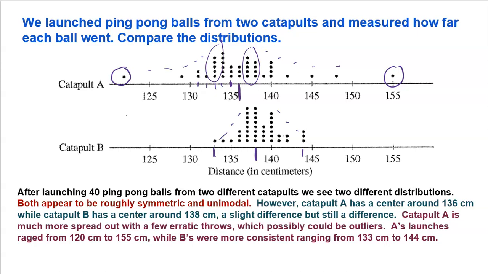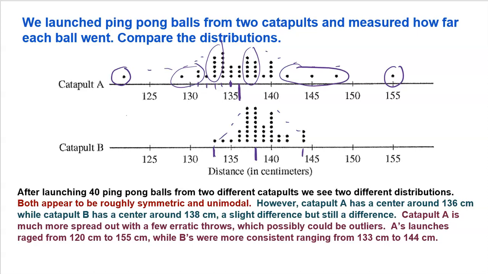And again, you're launching these ping pong balls. Catapult B was consistently hitting the same values around 137, 138, 139, 140, kind of in that range, right? Whereas catapult A was a little bit more spread out. It had those erratic outliers on the left and the right. And even without those outliers, it was still spread out. It still had a couple of these higher throws here and these lower throws here, where catapult B did not have that. So again, you have to talk about everything that you see and use the words from the problem.